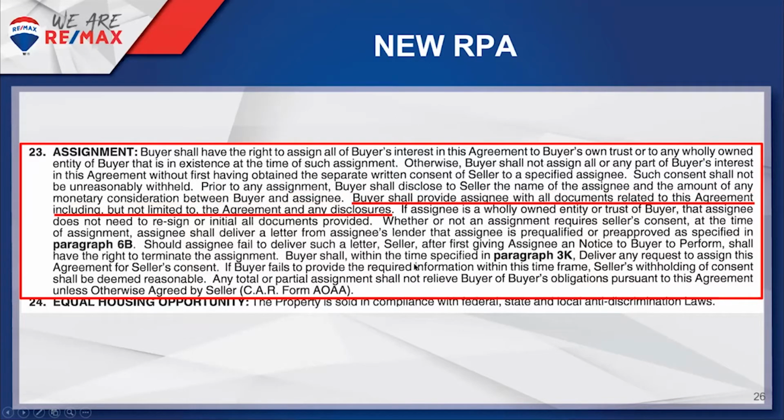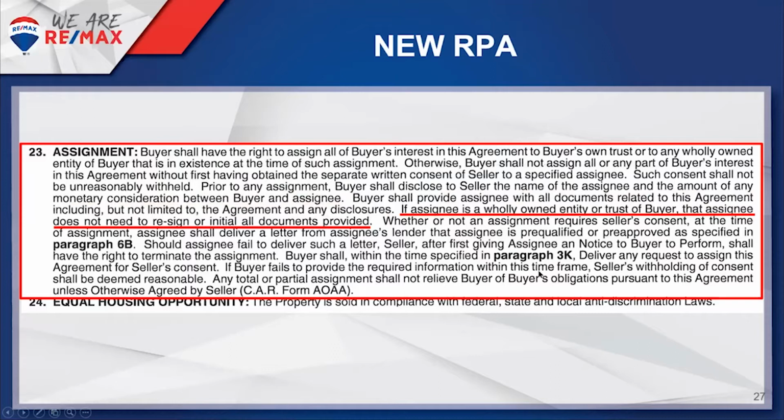Okay. Now, the buyer shall provide the assignee all documents related to this transaction, including the agreement and the disclosures, but not limited to them, all documents. If the assignee is a wholly owned entity or trust of the buyer, the assignee does not need to re-sign those documents. If they are not, then they must re-sign. It's imperative that if there's an assignee other than the wholly owned entity of the buyer who signed all these disclosures, that the assignee sign all the disclosures as well.